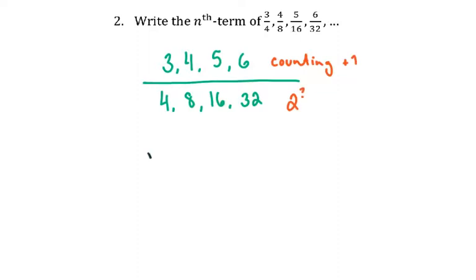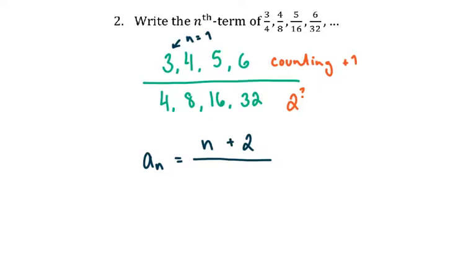So when I write my rule, a sub n, I know that in my counting, this is n equals 1. This would be then 4 is n equals 2, n equals 3. So I'm going to go with the n value, but since we start at 3, we should say n plus 2, because that gives us 3, 4, 5, 6, etc.